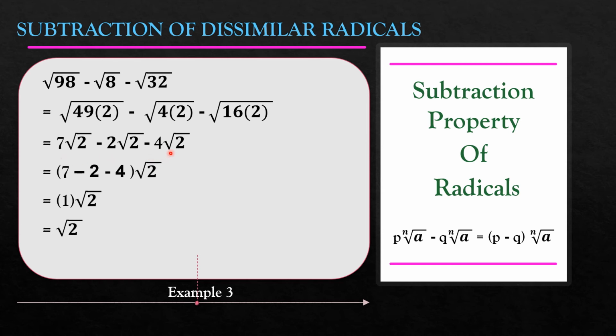And as you can see, all of them have a common radical, which is square root of 2. So, we can now say that these three are similar radicals. Since they are already similar to each other, we can now use the subtraction property of radicals. So, we just simply subtract the coefficients. Here, we have 7 minus 2 minus 4. And then, we copy the common radical, which is square root of 2. So, 7 minus 2 is 5, minus 4 is 1, and then copy the common radical square root of 2. So, 1 times square root of 2 is square root of 2.